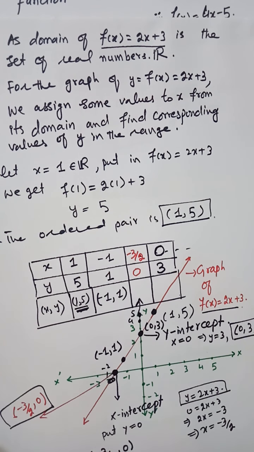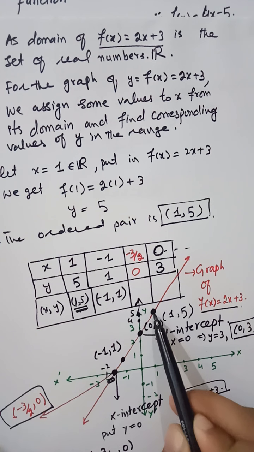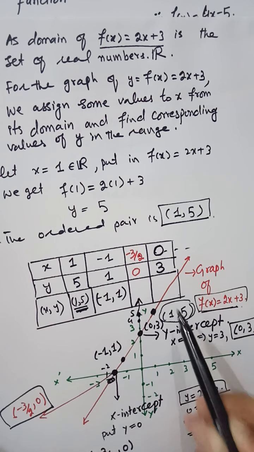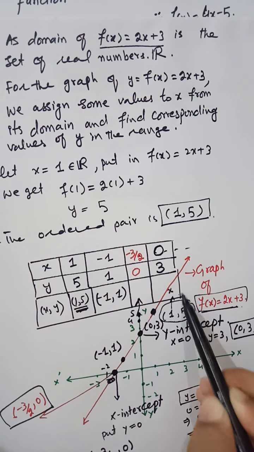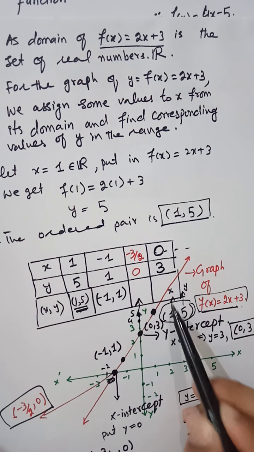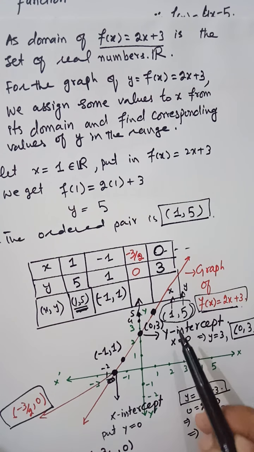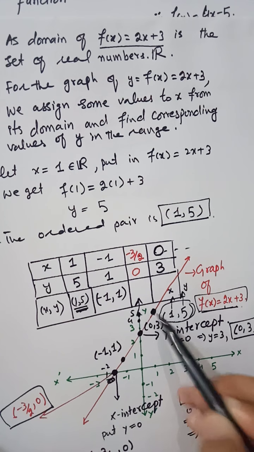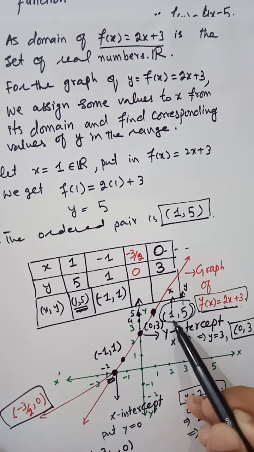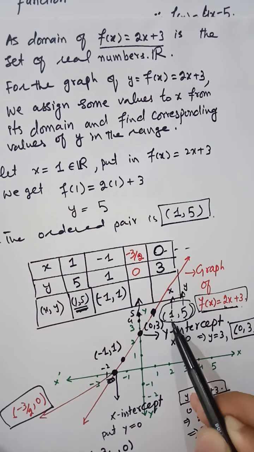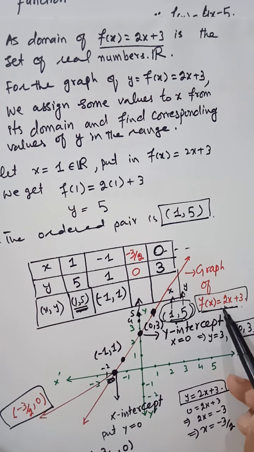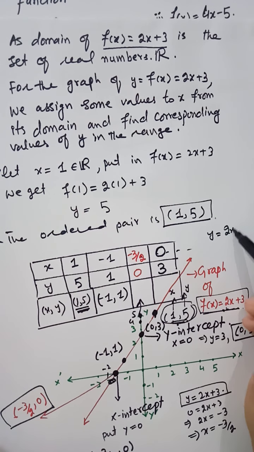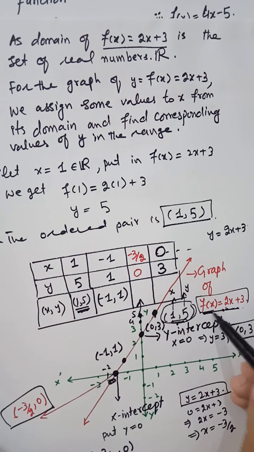But remember one more point: this is a point that lies on the graph of this function, and the coordinates of this point are 1, 5. This is the value of x and this is the value of y, because the first value is the domain value. So here the domain is x and y is your range. You clearly see that the straight line is the graph of this function, and this point with coordinates 1 and 5 lies on the graph. So this point will always satisfy this function. What does it mean? This function is y is equal to 2x plus 3, because y is equal to f of x, so instead of f of x, I can write y.